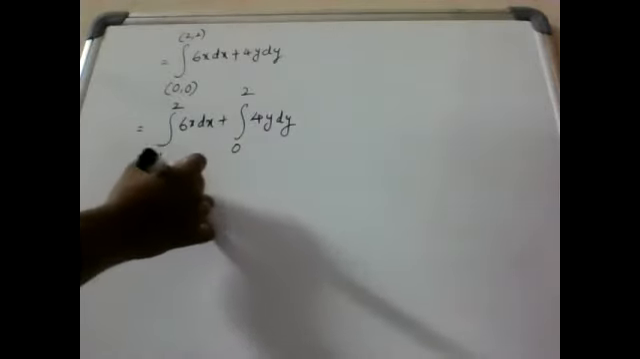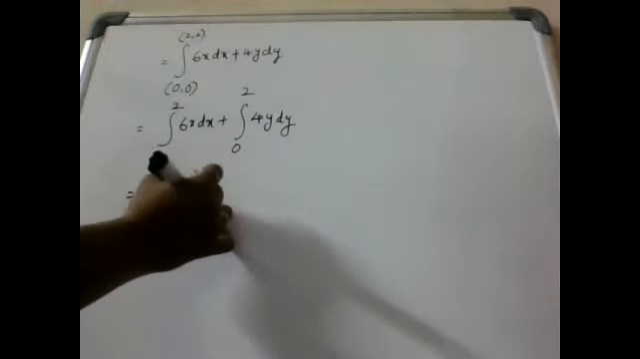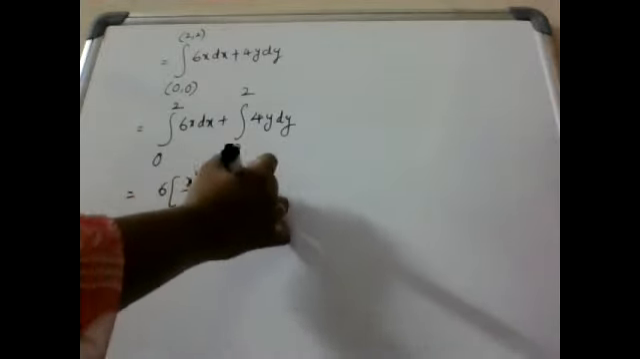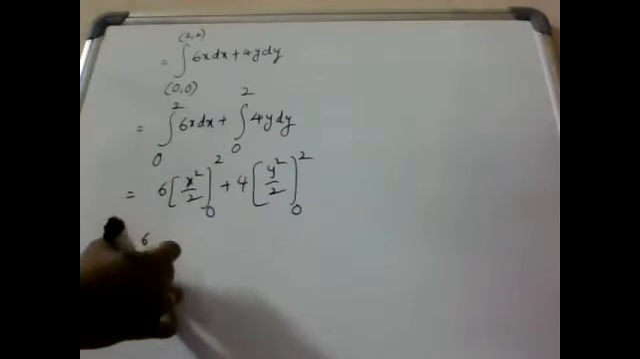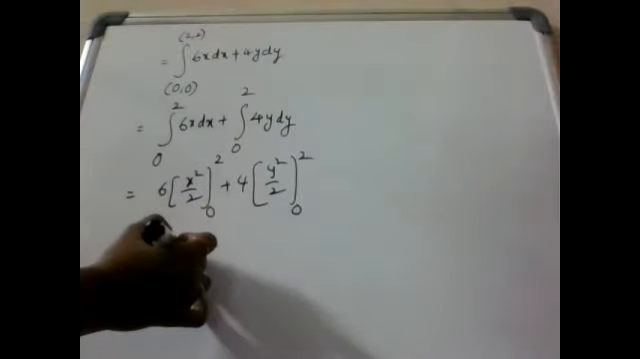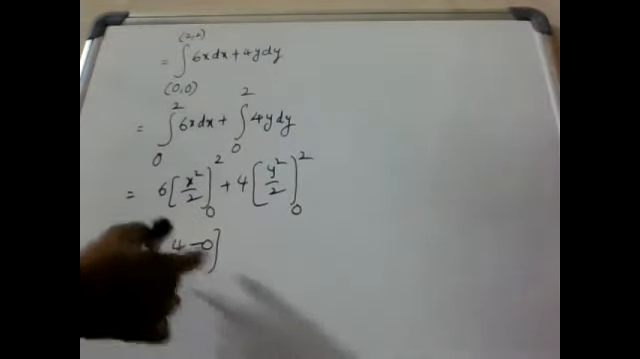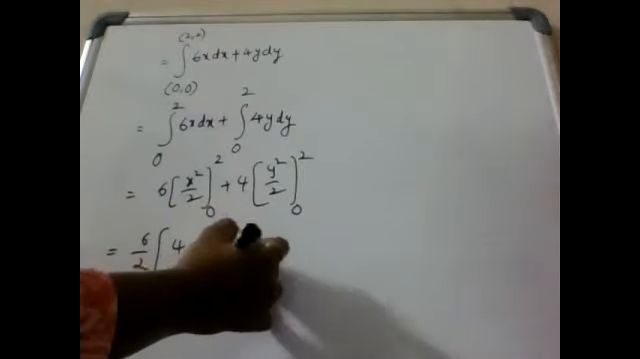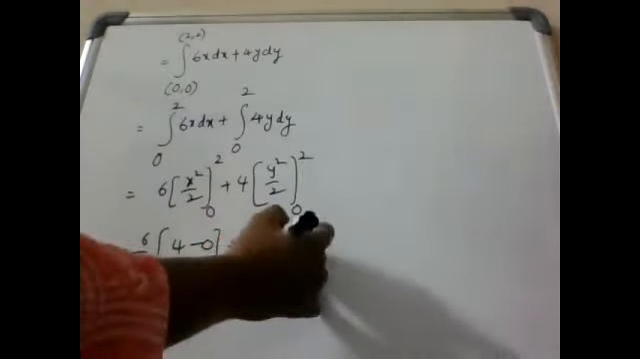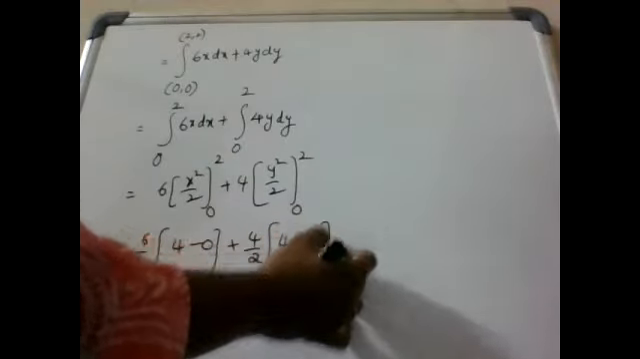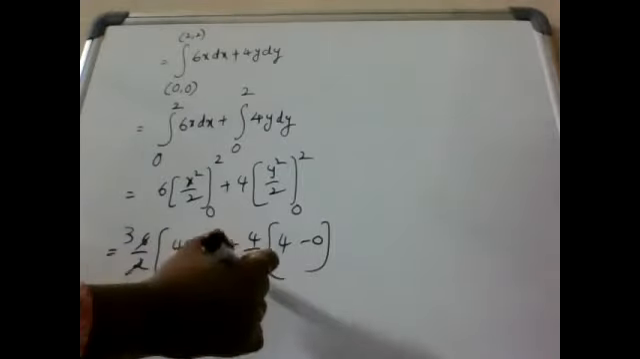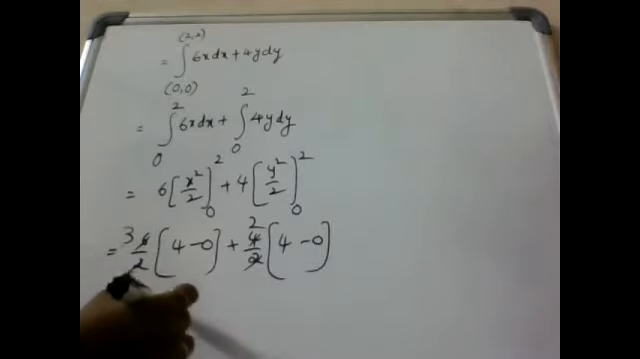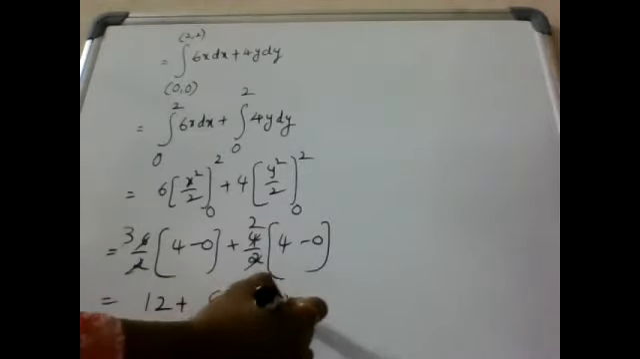Next, here 6 is constant, x integration is x square by 2, limits 0 to 2, plus 4 is constant, y integration is y square by 2, limits 0 to 2. So 6 by 2 x square, 2 square means 4 minus 0, upper limit minus lower limit, plus 4 by 2 y square, 4 minus 0. 6 by 2 is 3, 3 fours are 12, plus 2 fours are 8, we get 20 as the answer.